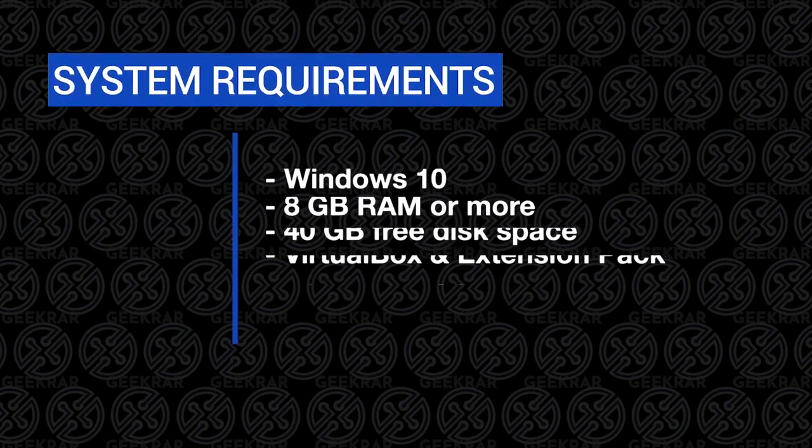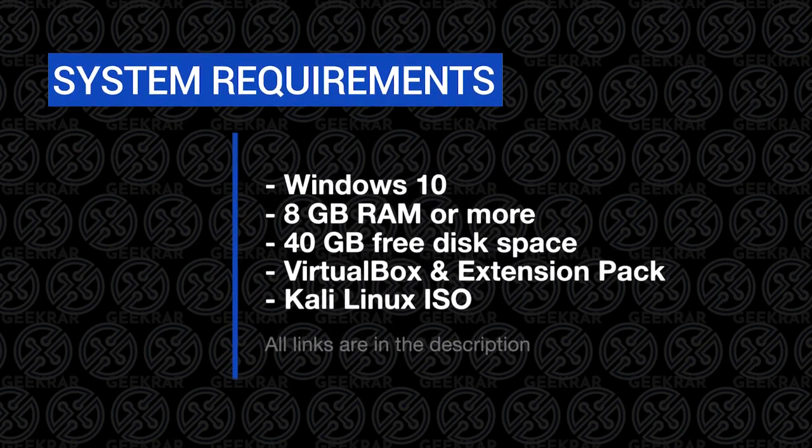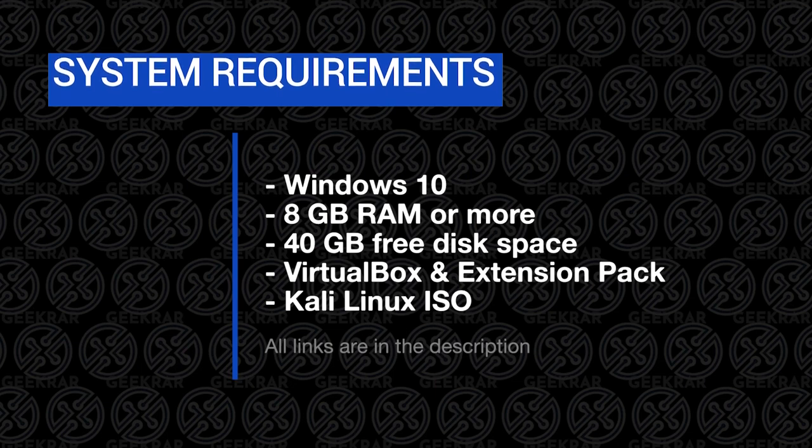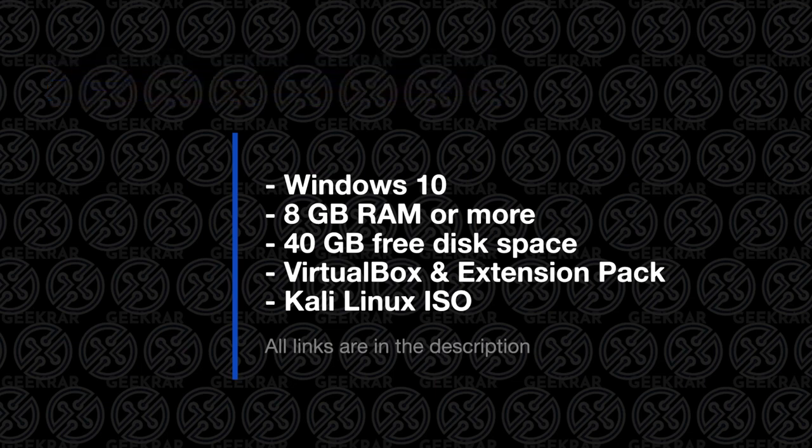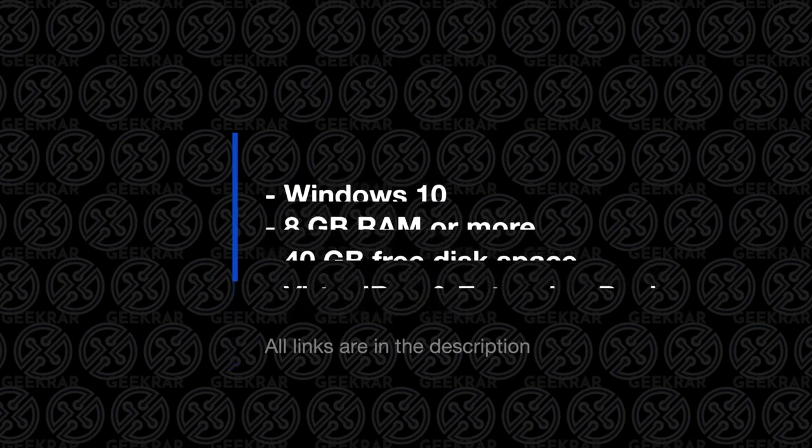First, you're obviously going to need Windows 10. You're going to need roughly about 8 gigs of RAM. You can do it with less, but I recommend 8 gigs. For hard disk space, you're going to want approximately 40 gigs. Again, you can do less than that. 20 gigs is fine, but for it to have enough space for everything you need, I recommend 40 gigs. You're going to have to install VirtualBox and the extension pack, and you're also going to need the Kali Linux ISO file, which we'll be downloading from their website.